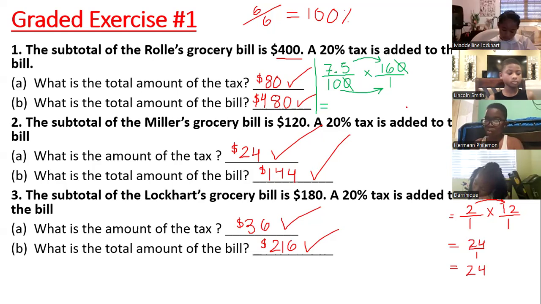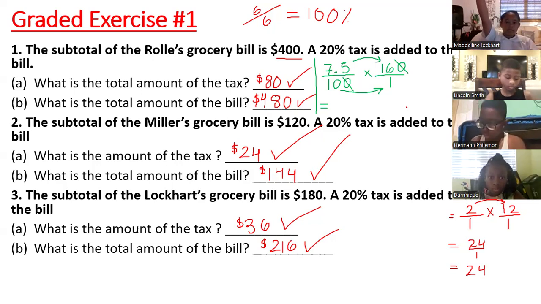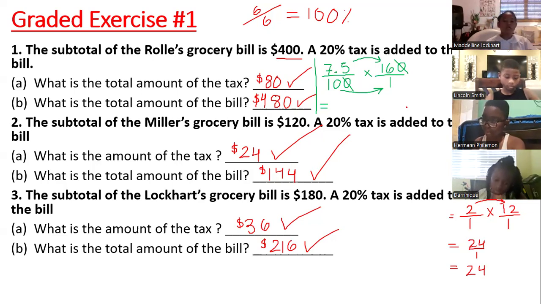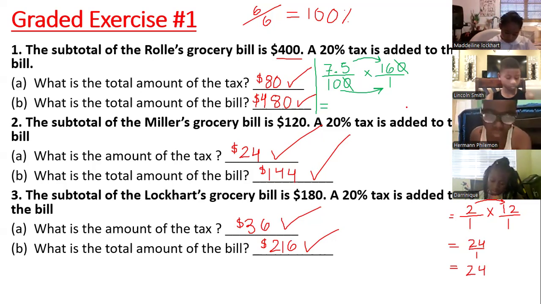Okay, next. Number 6. Did anyone do number 6? Yes, sir. I made a mistake. I wrote 4 over 1 instead of 40 over 1 because I forgot that I didn't cross off. What did you get for number 6? I got 120.